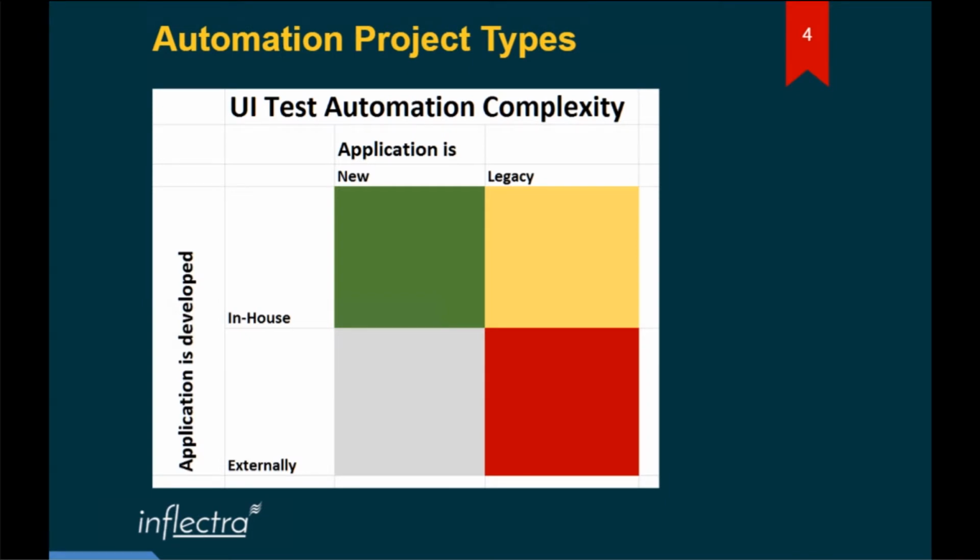Automation projects are very different. Typically when you go to a conference, you always hear about the green square that you see here. It means that we are testing a new application which is developed in-house in our company. All elements have IDs assigned. Developers can do whatever you need to help you test the application. This is an ideal situation, and in this case it's relatively easy to do test automation.